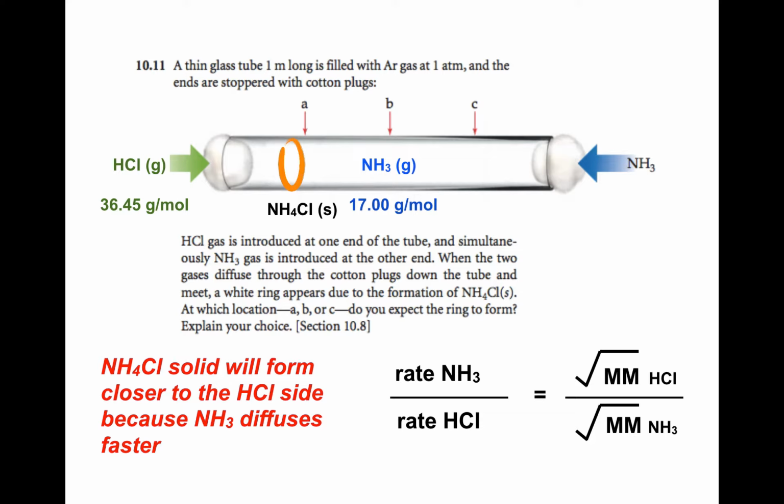The rate of ammonia versus the rate of hydrogen chloride gas is inversely proportional to the molar masses. That's what the capital MM stands for. Square root, inversely proportional to the square root of the molar masses of the gases. So this is a way of calculating how much faster, right? Plug in the molar masses, how much faster ammonia is going to diffuse than hydrogen chloride gas.